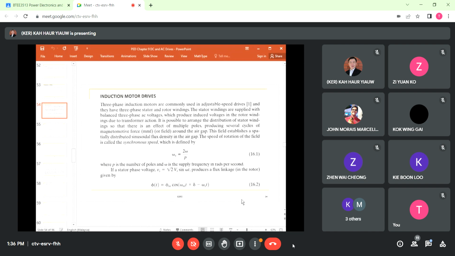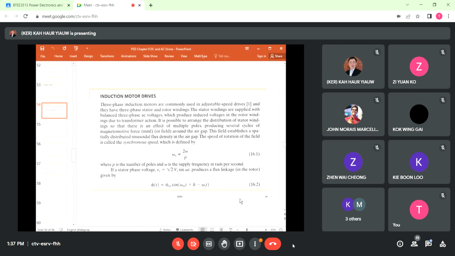producing a circular cycle of magnetic motive force around the air gap. This field establishes a spatially distributed sinusoidal flux density in the air gap. The speed of rotation of the field is called synchronous speed, or omega s, and is defined as in equation number 1 here, equal to 2 omega over p. P is the number of poles and omega is the supply frequency in radians per second.